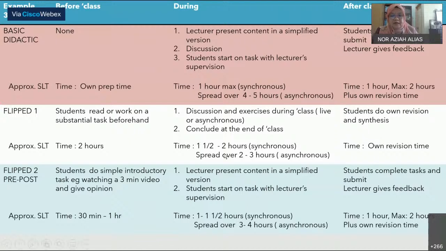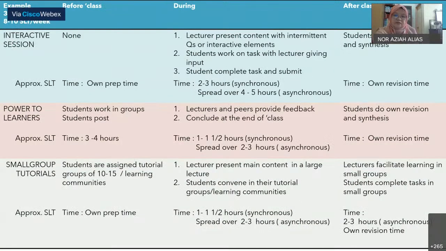And during class, we can have 1.5 hours to 2 hours synchronous, or if you spread over asynchronous, you can spread over 3 hours. Or you give them just a small video, and then in class, you spend more time, and you can probably give something else at the end. So in the end, what we do is calculating the time the students are expected to spend, so that they have time to digest.